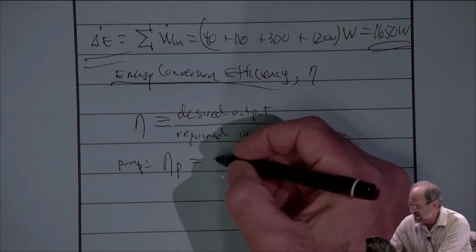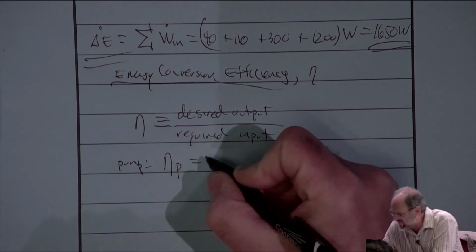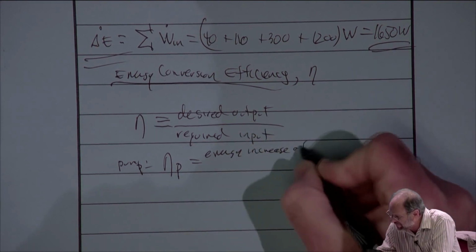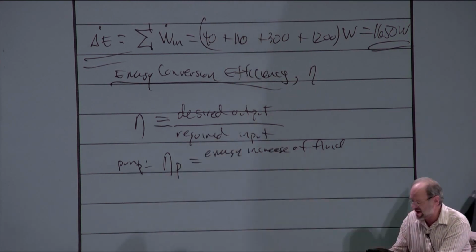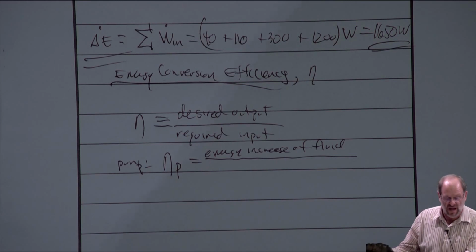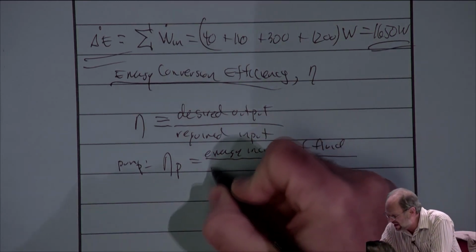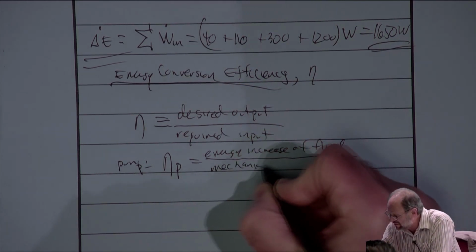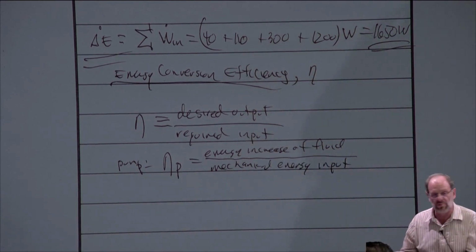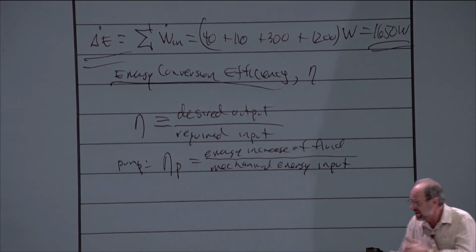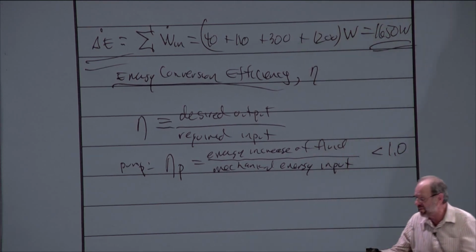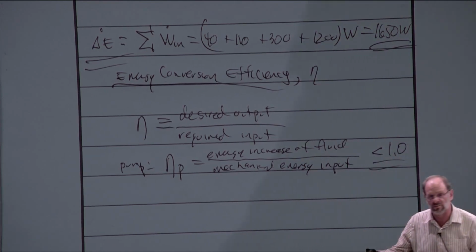So the fact is that the energy increase of the fluid, and that's our desired output, right? We're trying to move a fluid along. That energy input of the fluid is not going to be as great as the mechanical energy input that goes into that pump, presumably from the electric motor. We know that there's going to be losses, and this is always going to be less than 1.0, or if you will, less than 100%.